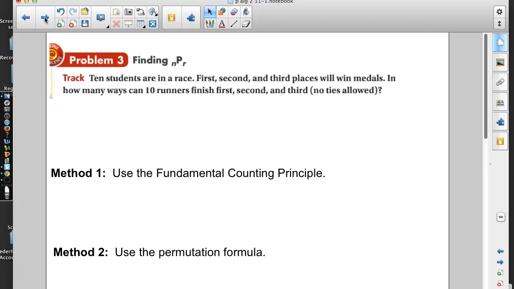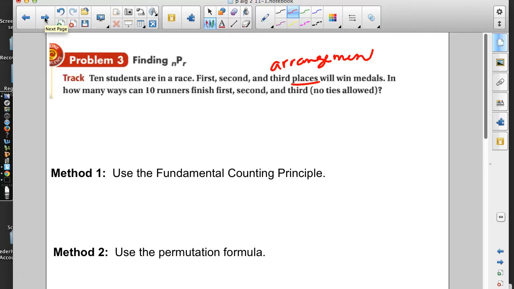And we have 10 students in a race. First, second, and third places win medals. Ooh, places. That means an arrangement. That means order matters. That means I'm talking about a permutation. And it says, in how many ways can 10 runners finish first, second, and third? So what we're doing is we're using a permutation. There's 10 total runners, but we only care about first, second, and third place. That's picking 3 of them.